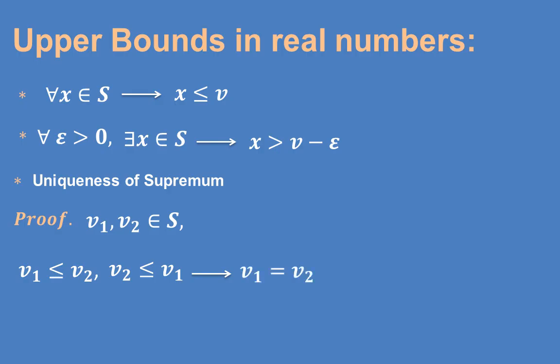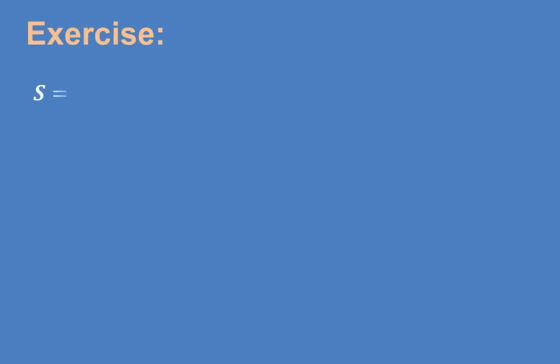Thus, every non-empty set of real numbers which is bounded above has a supremum. And this property is known as order completeness. So, the set of real numbers is a complete ordered field. Exercise. Find the supremum of this set. Pause the video and try to solve this exercise.